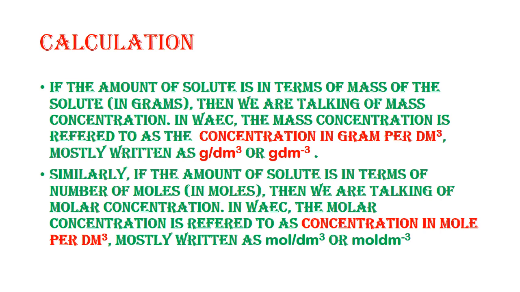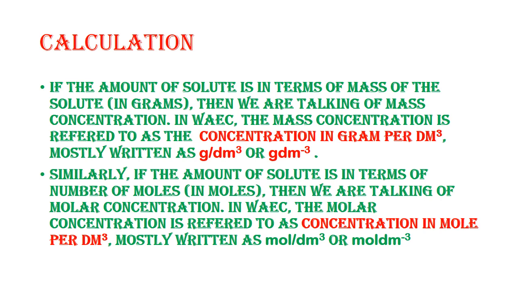So the mass concentration is referred to as the concentration in gram per dm cube. Mostly written as gram per dm cube, or g/dm³. Any one you write, you get the same thing. Similarly, if the amount of solute is in terms of number of moles, like I told you, then we are talking about molar concentration.